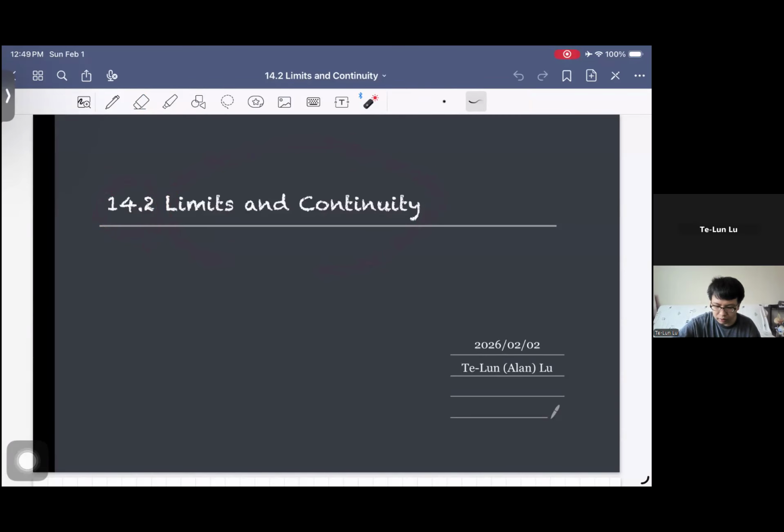Right. So a brief introduction. I will split this section into three portions. The first one is a brief review on the one-dimensional limit and continuity, which is what we will cover in this video. In the second portion, I will introduce you the limit and continuity in higher dimension, in our case, the 2D and 3D dimension.